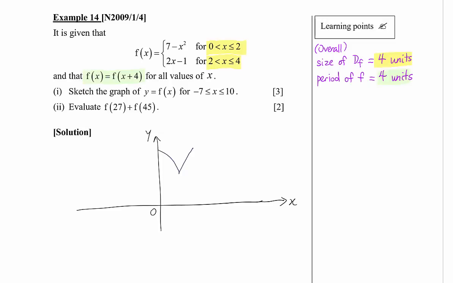Okay, so this is our original piece of the function. When x equal to 2, right? 7 minus 2 squared is equal to 3. So there's a point (2, 3) on the graph. When x equal to 4, 2 times 4 minus 1 is 7. So there's a point (4, 7) on the graph. What about when x equal to 0? You can see that over here, 0 is excluded. But supposing we sub in 0 into x, we find that we get 7 minus 0 squared, which is 7. So this point right now is being excluded.